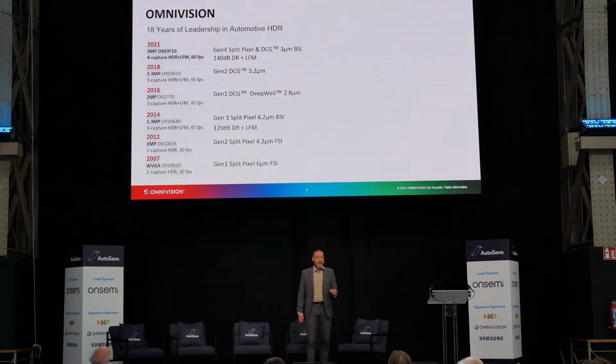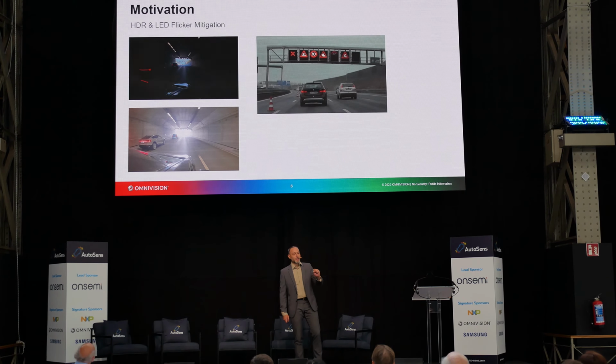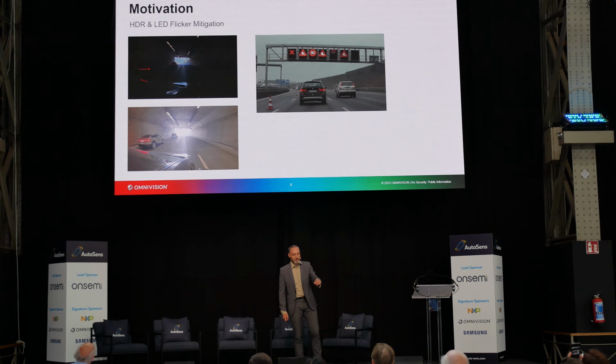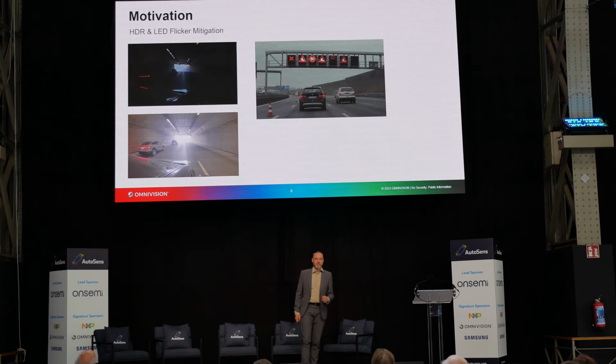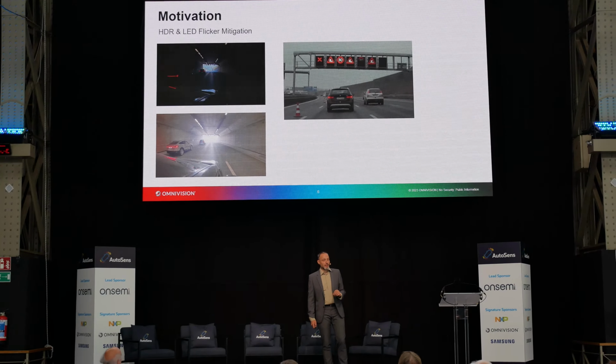So why do we need to talk about HDR and LED flicker mitigation? Sensors that do not support high dynamic range force you to make a choice. In this particular picture, you'll be able to either see outside the tunnel and inside will be black, or you'll see properly inside and outside will be completely saturated. If you don't pay attention to LED flicker, sometimes LED signs will show up clearly and sometimes they'll be half gone, which is obviously not safe in traffic.